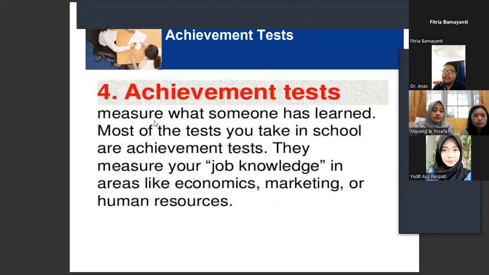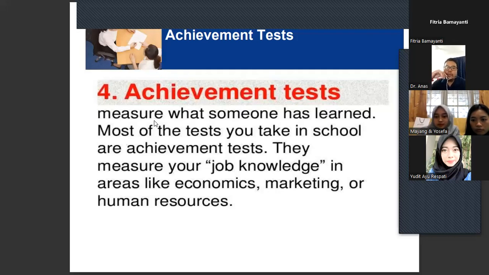Okay, so this is an achievement test. What is an achievement test? It measures what someone has learned. Most of the tests you have taken in school are achievement tests. They measure your job knowledge in areas like economics, marketing, or human resources. For example, maybe after this, Mayang, Rafki, Enda, or all of you, do not continue to pursue your S1 but are interested in getting a job in industry or companies.